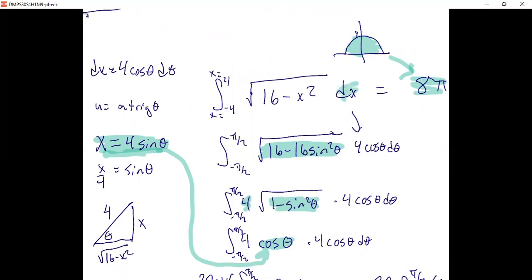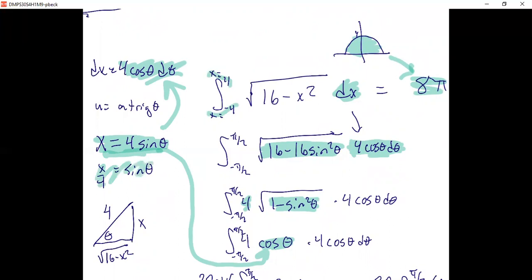What we had was dx in terms of x. So we have to find dx from x equals 4 sine theta. We find our dx, which is 4 cosine theta d theta, and that's what I have here. And of course, if I change from x to theta, I also have to change my limits, -4 and 4.